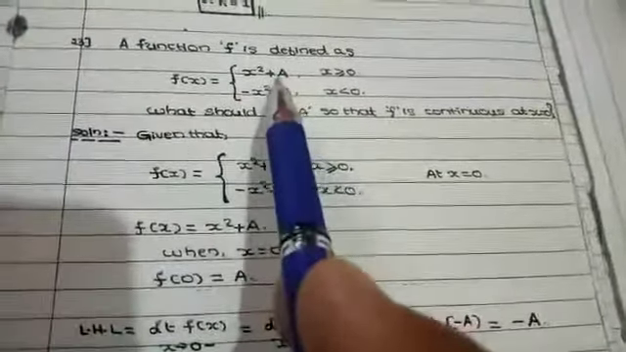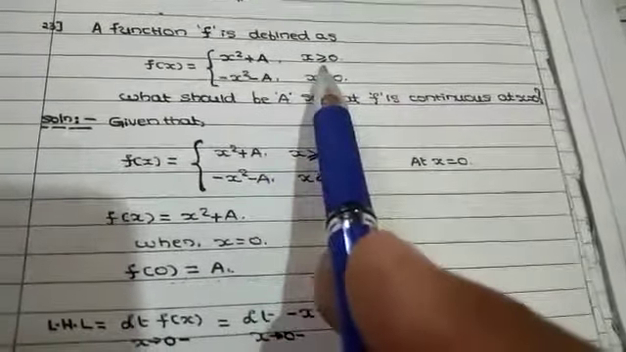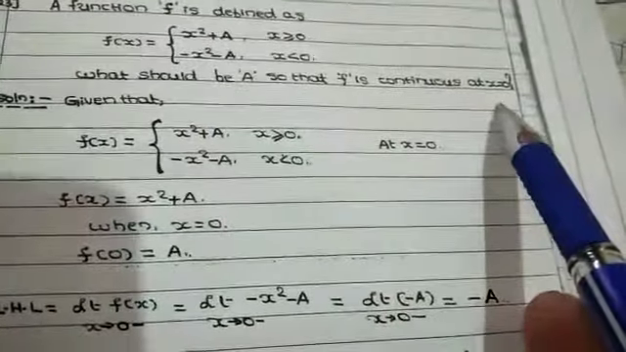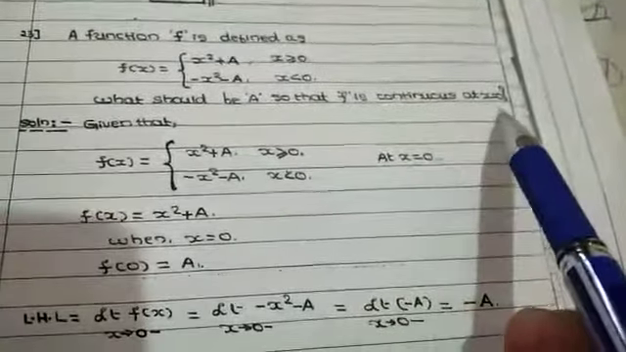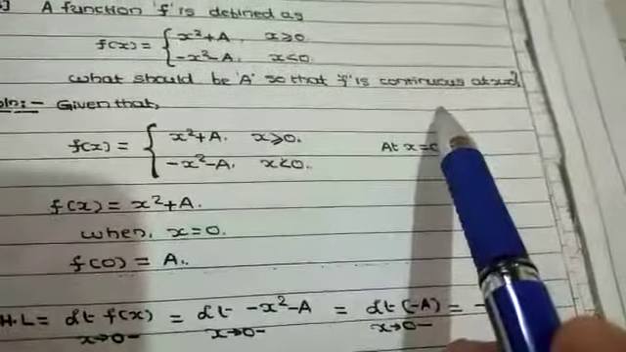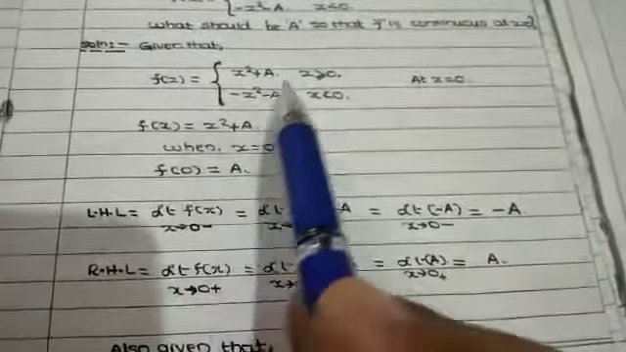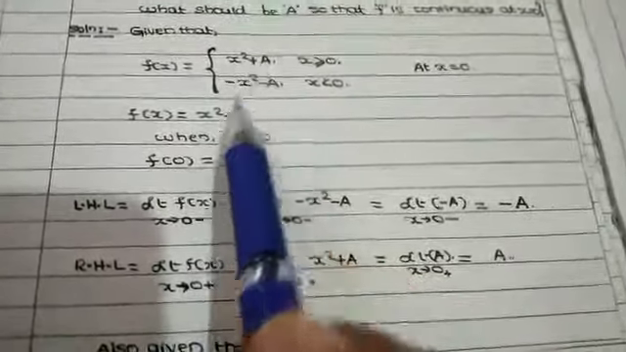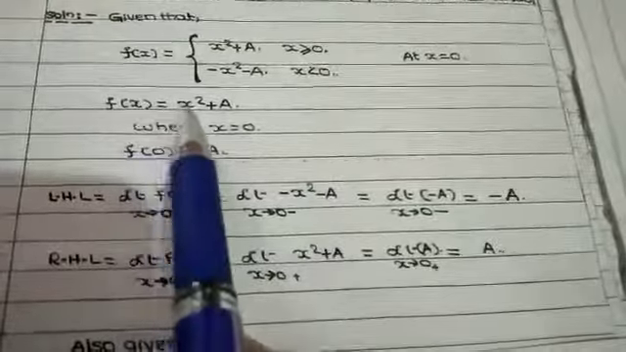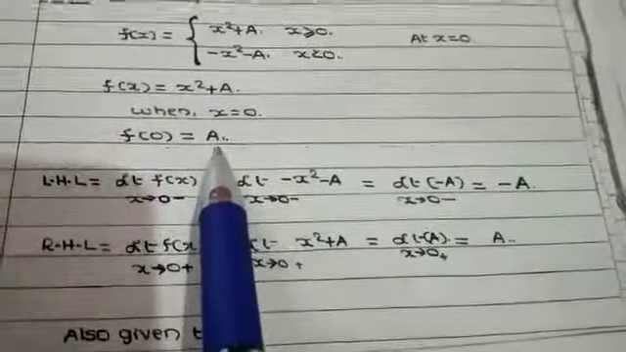Similarly, take another function: given that f of x equals x square plus a for x greater than 0, and equals 0 for x less than 0. Here also the function is continuous at x equals 0. What should be the value of a? Given that the function is continuous at that point, we have to find the value of a. Write the given function. At the given point x equals 0, the function is defined as x square plus a. If you put x equals 0, this term becomes 0 and clearly it is a. Therefore, f of 0 equals a.